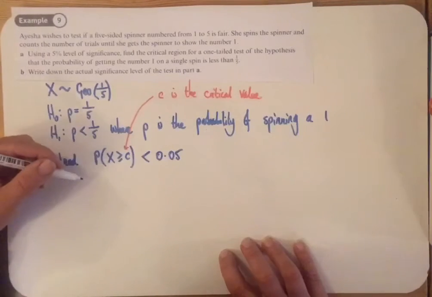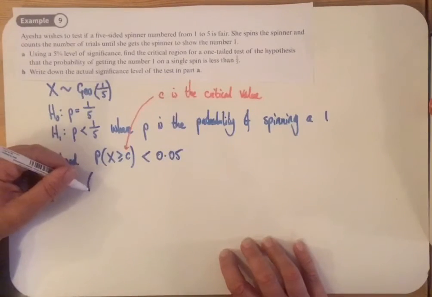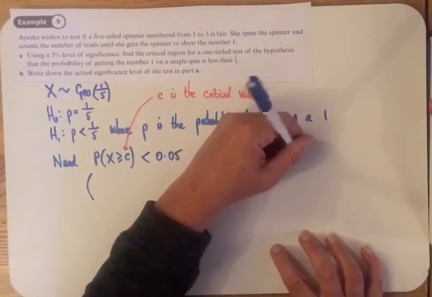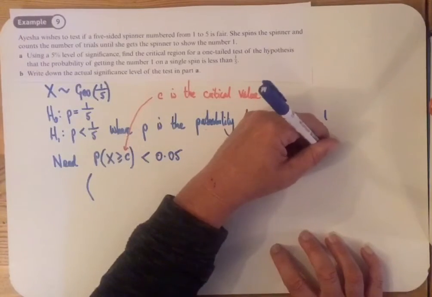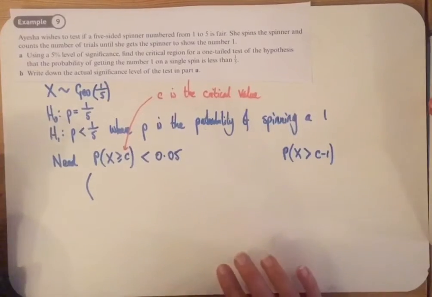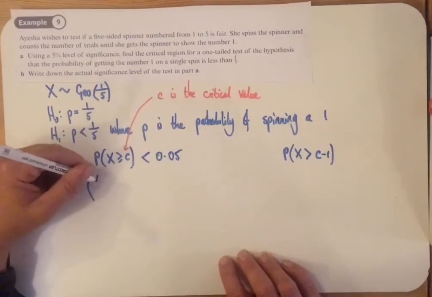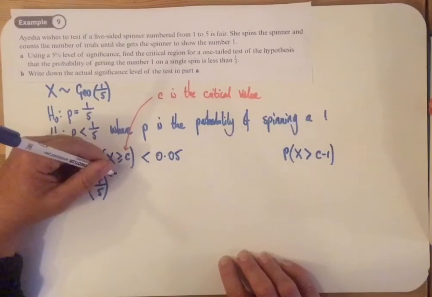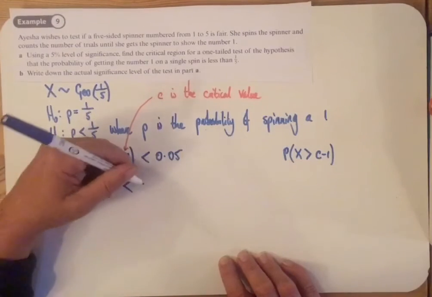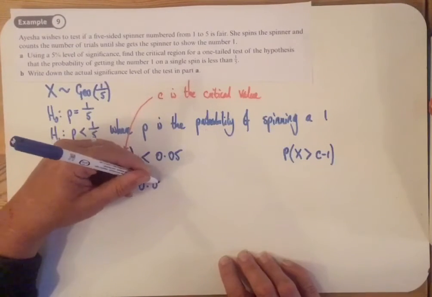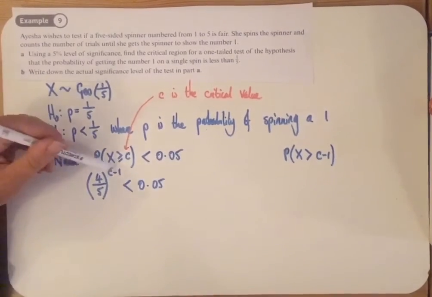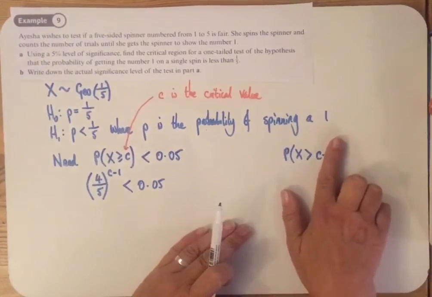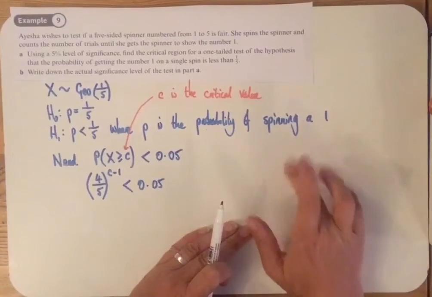So the probability x is greater than or equal to c is the same as the probability x is bigger than c minus 1. So that means you haven't spun a 1 on the first c minus 1 trials. And we need that to be less than 0.05. So we've got an unknown as power, and we can use logarithms now to bring down that power. You don't really want to be doing these by trial and error.